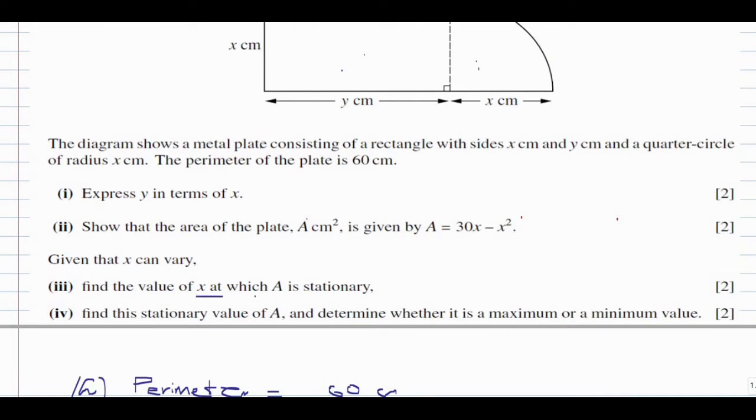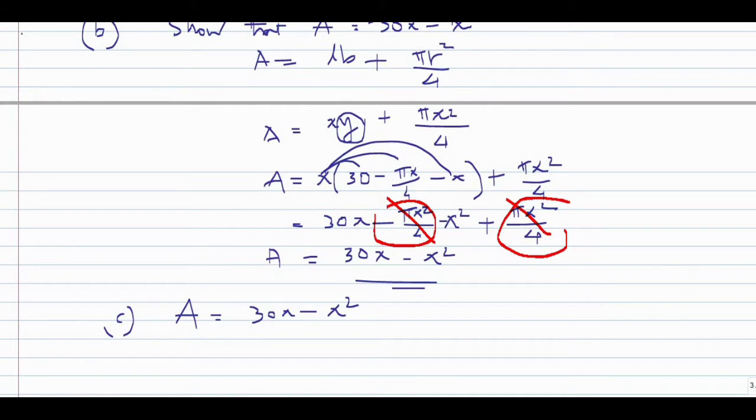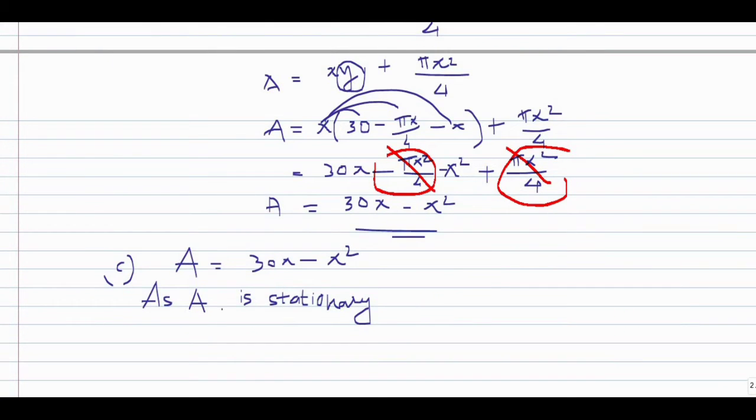And the next question is, given that x can vary, find the value of x at which A is stationary. X varies. That means there is a change in x. So stationary values can be found by dA by dx is equal to 0. The derivative is 0 with respect to x because x varies here. So let's find the derivative of A. And we know if A is stationary, then dA by dx is equal to 0. As per the question, they mentioned A is stationary.